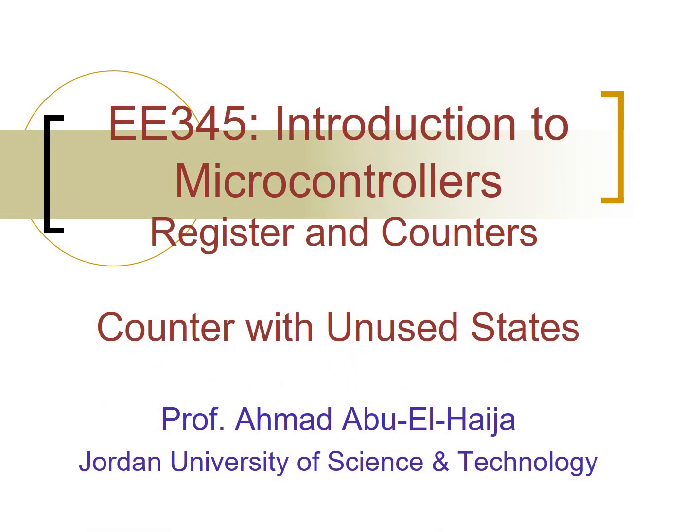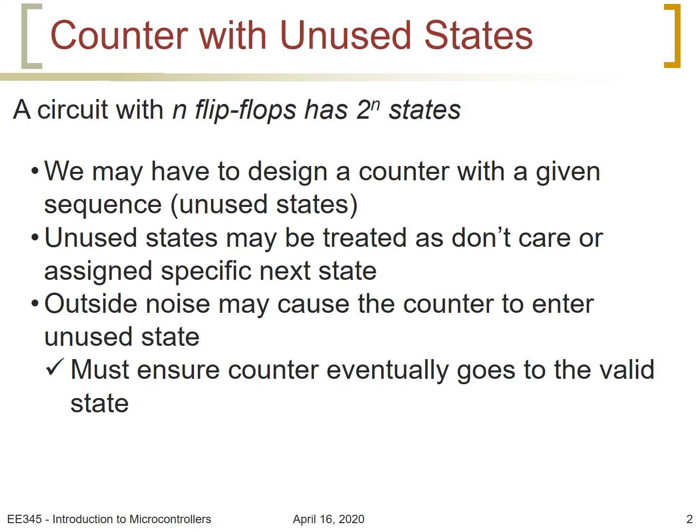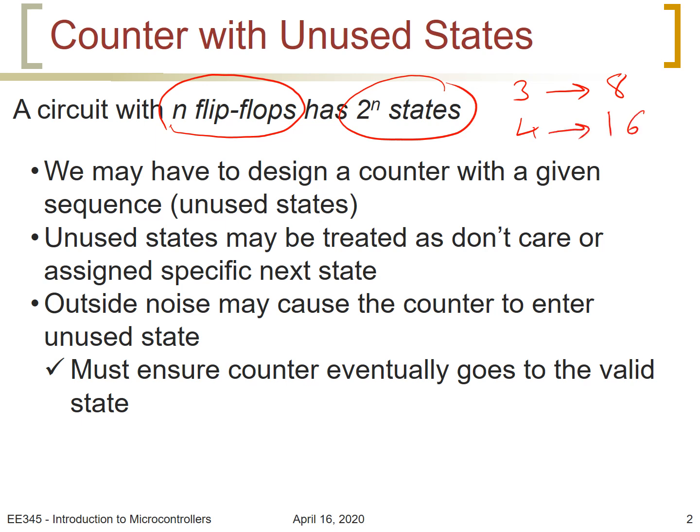In this video, we discuss the situation with counters that have unused states. For the counters that are 2 to the power n, we know that a circuit that has n flip-flops has 2 to the power n states, which means if there are 3 flip-flops, we have 8 states, 4 flip-flops, 16 states, and so on. Often we design the counters to include 8 or 16 states, etc.